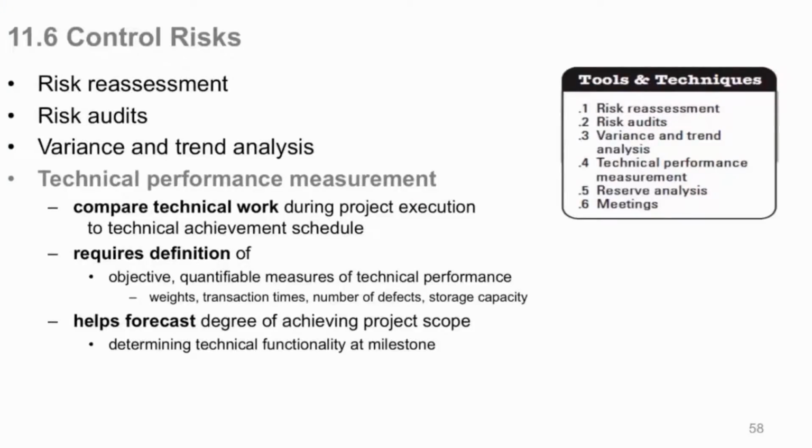Technical performance measurement requires a definition of the objective of your technical performance. You need quantifiable measures to measure things. Obviously, you have to measure them from some basis. You've got to have those. Could be weights, transaction times, number of defects, storage capacity, anything that helps you identify technical aspects and to identify risks to it. Helps you then forecast the degree of being able to achieve your project scope. For example, maybe at a milestone level, you reassess when you do milestones and you do your trending and how am I doing. What's the risk at this point?